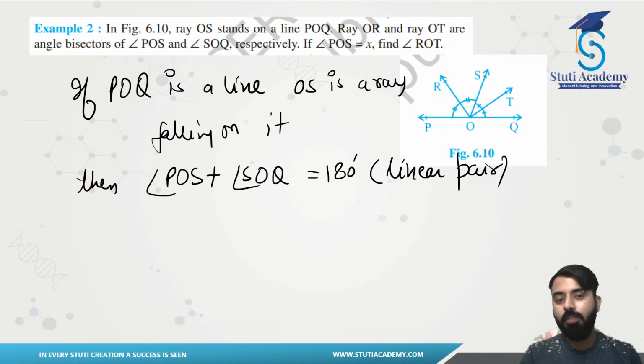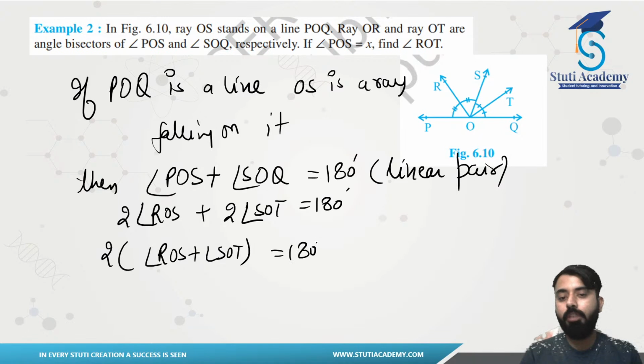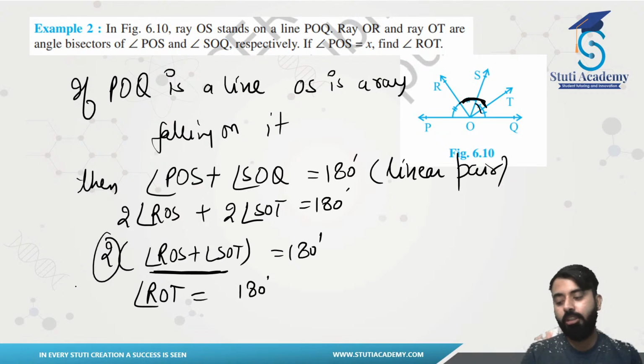And I already know that POS is twice of angle ROS, and SOQ is twice of angle SOT, which is equal to 180. So if I take 2 common, I will have angle ROS plus angle SOT equal to 180 divided by 2. Now ROS is this one, SOT is this one. If I add these two, I will have angle ROT, which will be equal to 180. This 2 is in multiplication, on the other side it will be in division. So divided by 2, that will be 90 degrees. So this is the answer of this question.